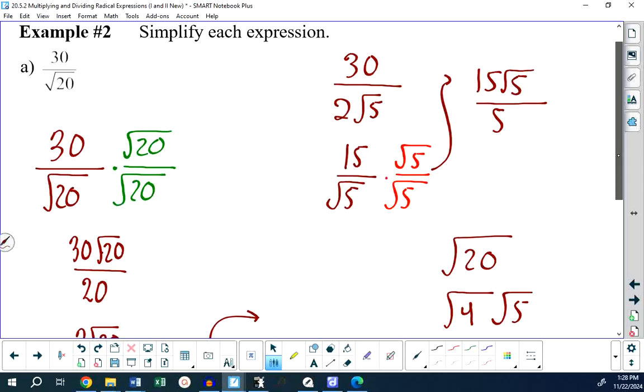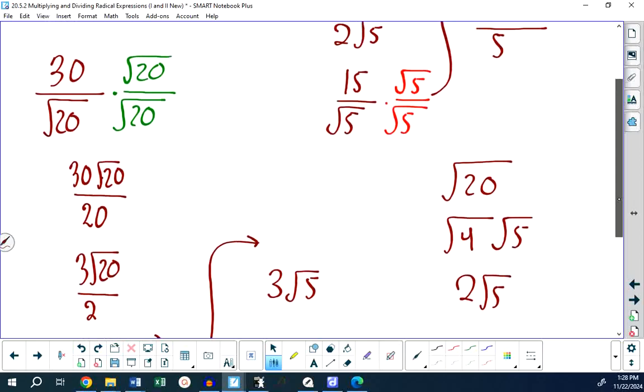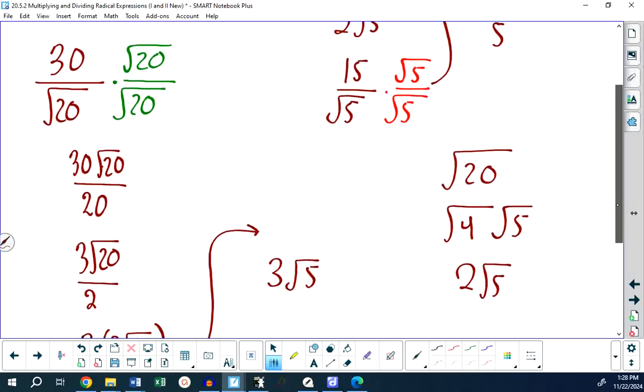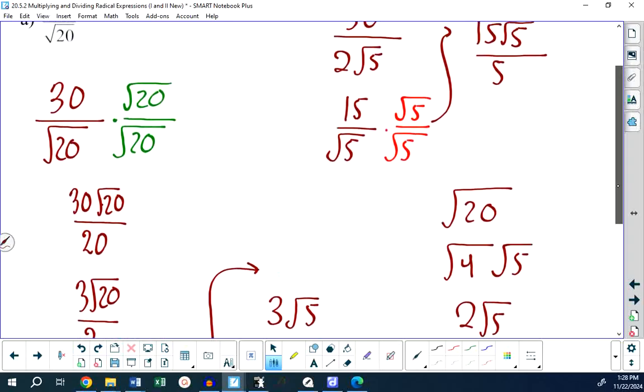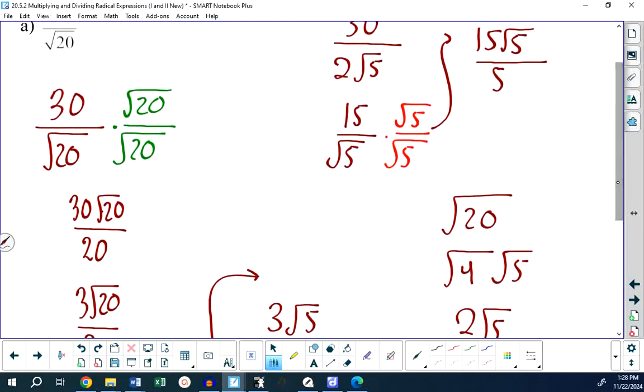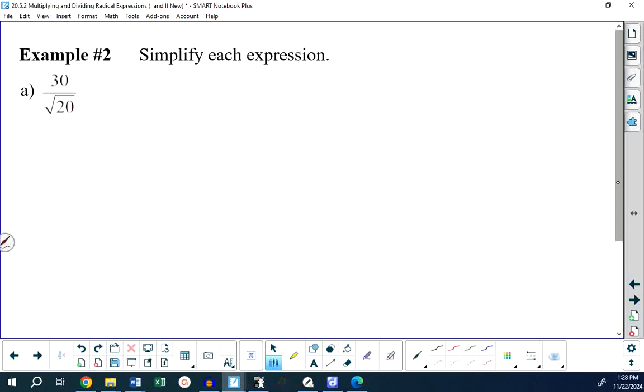And there's the 3 root 5. You might say, well, it's obviously simpler or quicker to simplify the radical first, but you'll be surprised. Sometimes it is, sometimes it isn't. It's a really weird thing. Bottom line is, the answer is 3 root 5. Let's try another one.